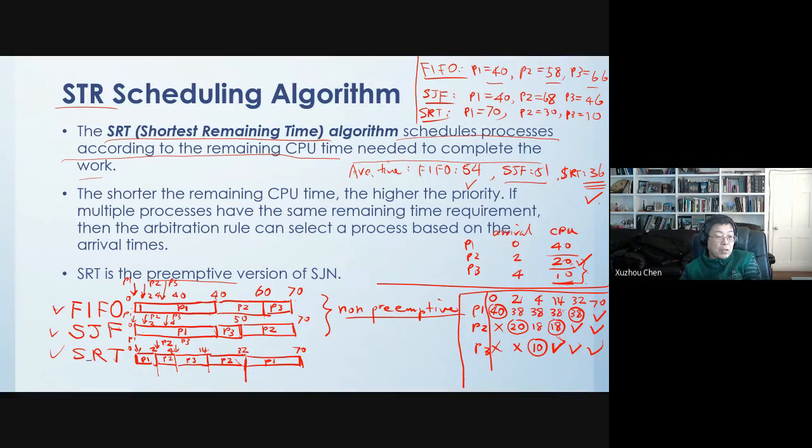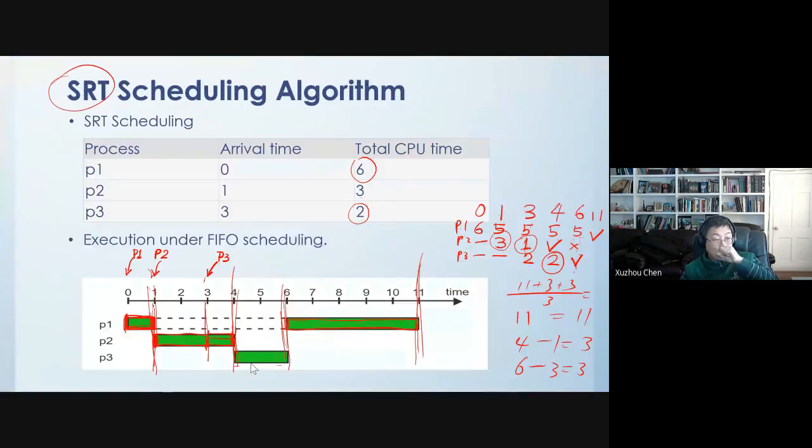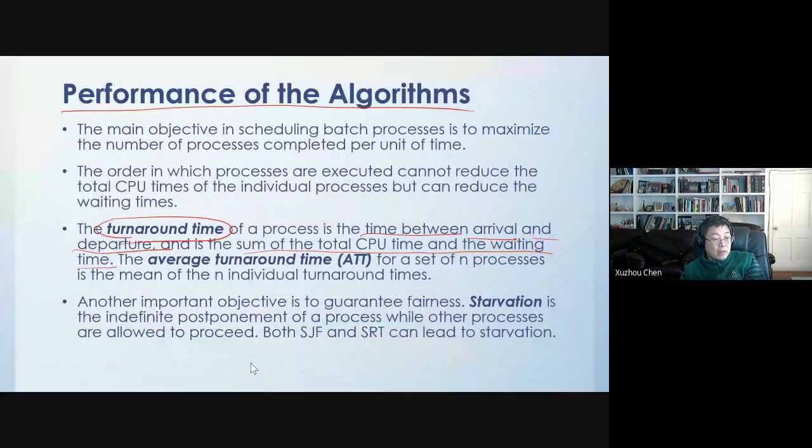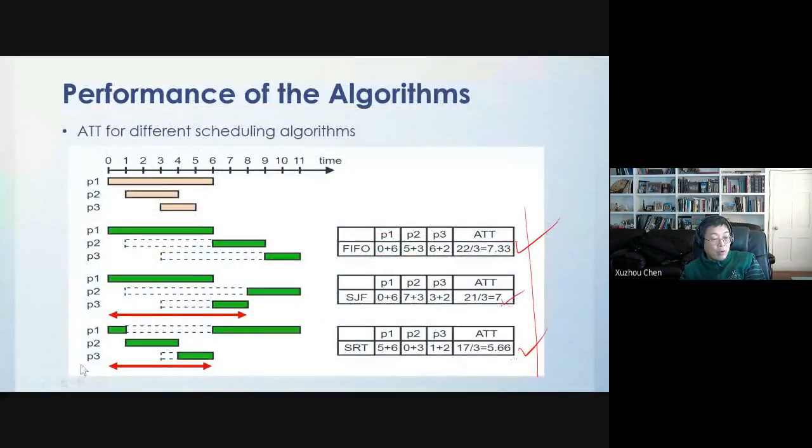Okay. Any questions before I move forward? So this is the shortest remaining time. Okay. So now let's talk about performance. That's something we just did last time.